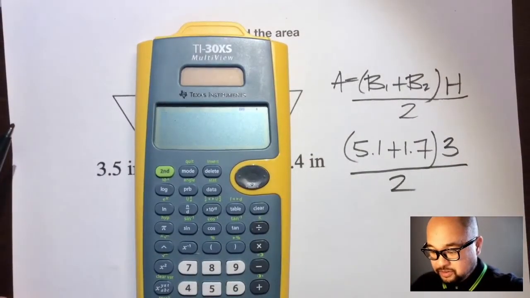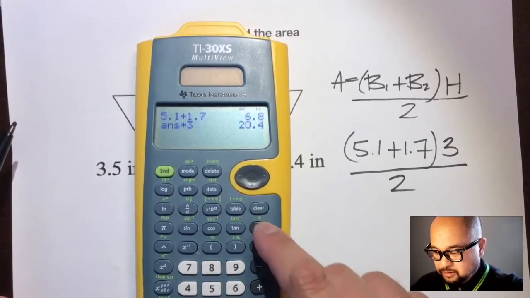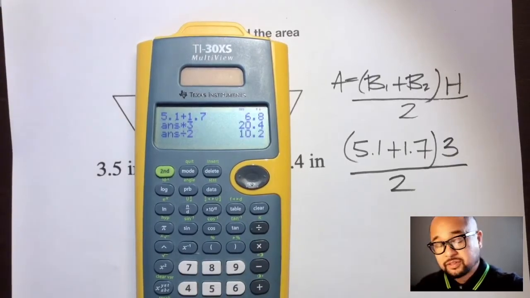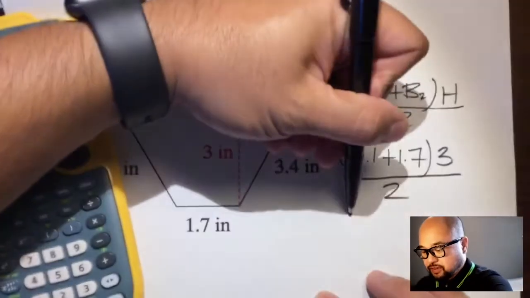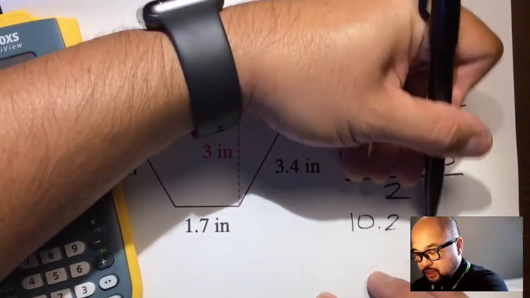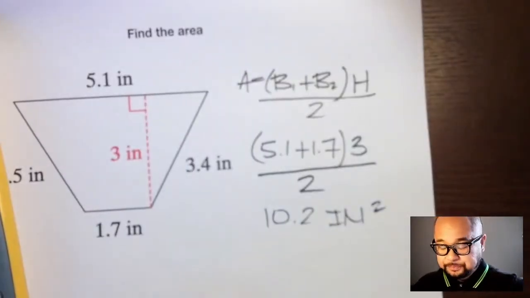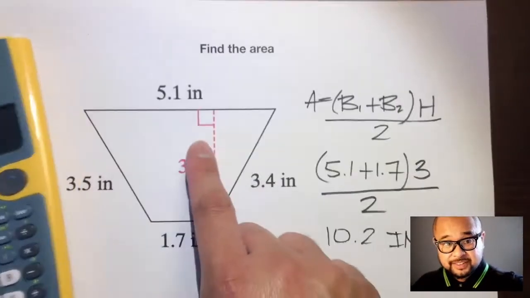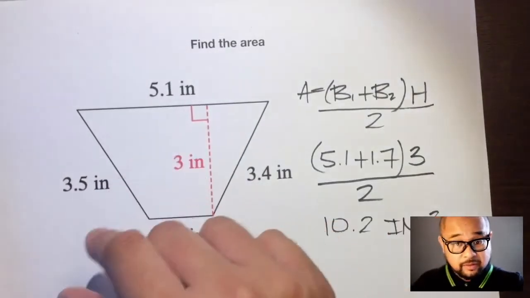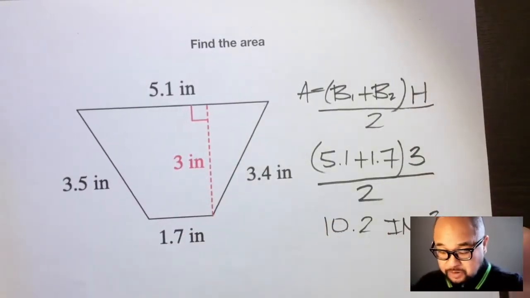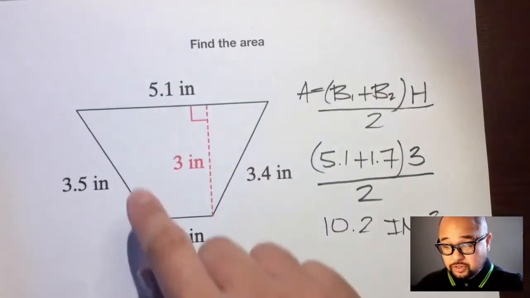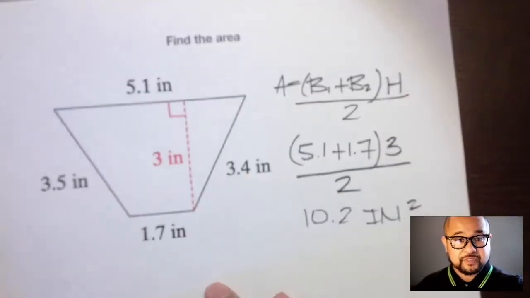Now let's take our calculators. That's right, type 5.1 plus 1.7 times 3 divided by 2, which is 10.2. There's our final answer. So 10.2 inches squared. So remember, it's how many squares fit inside. So there will be just a little more than 10.2 inches squared, 10.2 squares that fit inside of this trapezoid. Okay? All right, let's do the next example.